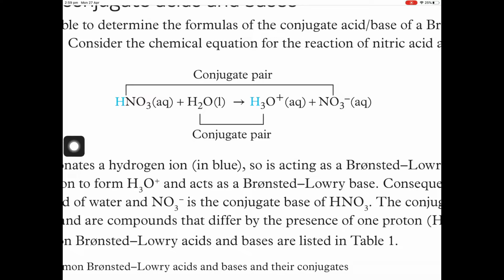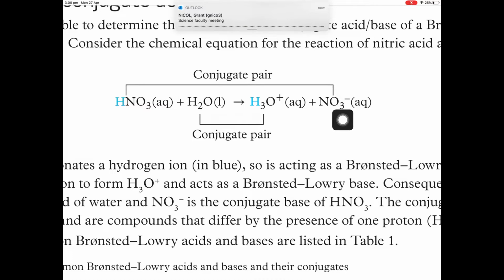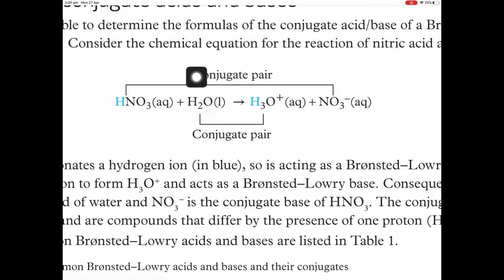So really, all that a conjugate pair is, is tracking what happens to each reactant. The nitric acid molecule is nitric acid over here, but what becomes of it over here? It becomes the nitrate ion. So the nitrate ion and the nitric acid molecule is one conjugate pair.